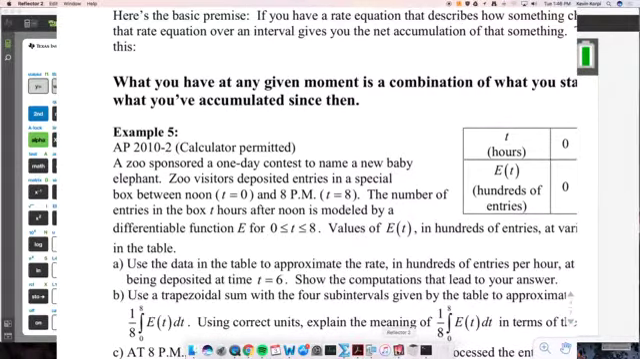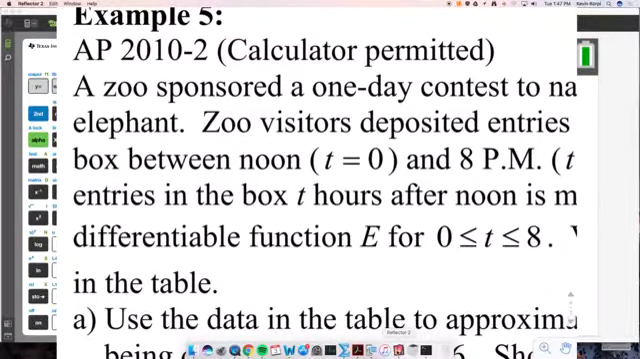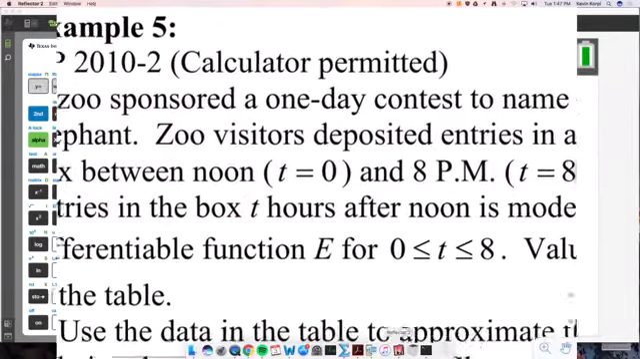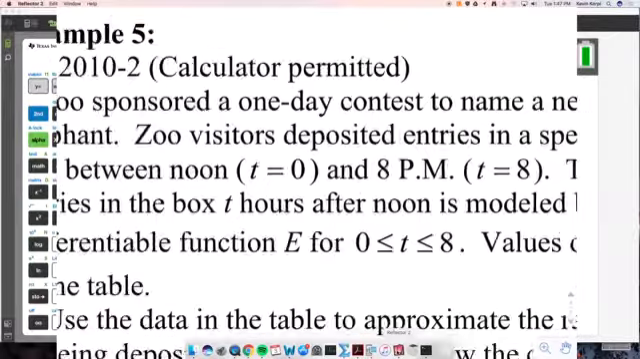Okay, so I graded this one as well. And this one was a little bit more exciting or entertaining than Karen with the C, because it involved a baby elephant at a zoo. Oh, baby elephant. Okay, so this was the second question on the test. Your first 2 are with the calculator. A zoo sponsored a 1-day contest to name a new baby elephant. Not the old baby elephant, but the new baby elephant.